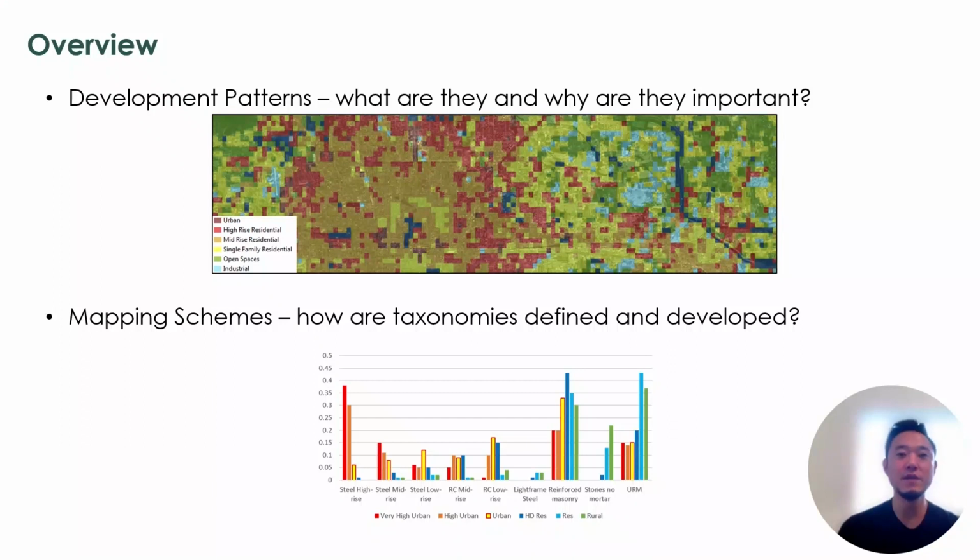First are the development patterns. These are country specific. We'll go over what they are and why they're important. And then the second part would be the mapping schemes. These are basically the building taxonomies. We'll go through how they're defined and how they're developed.